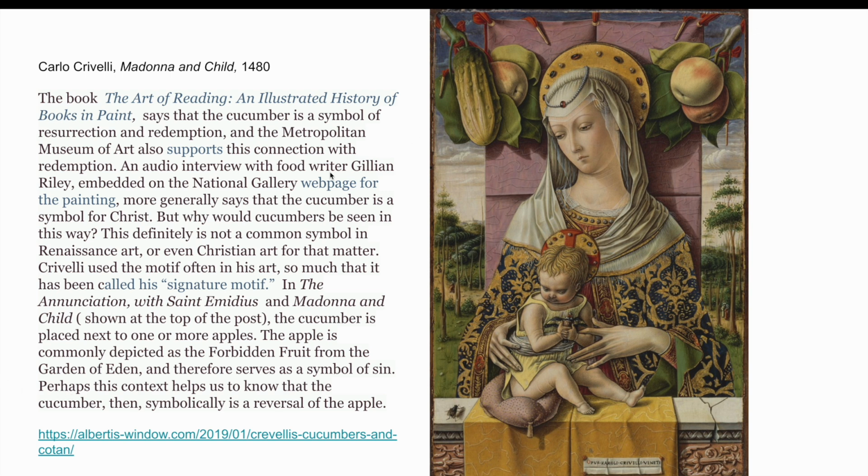Anyways, the Metropolitan Museum of Art supports this connection. So yeah, we have mankind's downfall and redemption in the symbolism back there. Yes, she's an allegorical figure, and we have the Christ child holding a little bird with his little wings out to kind of look like a cross, as a sort of foreshadowing for what's going to happen.